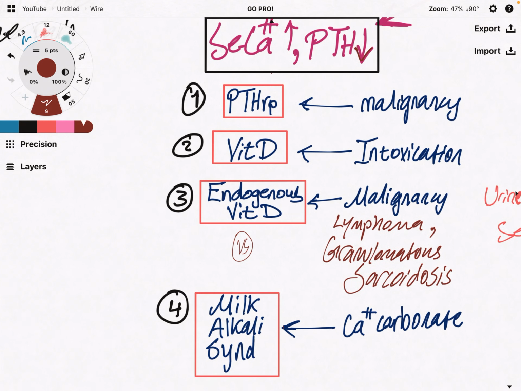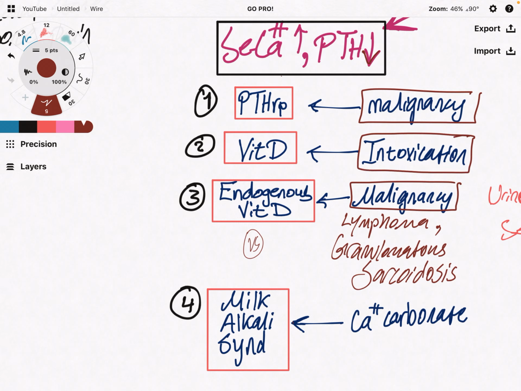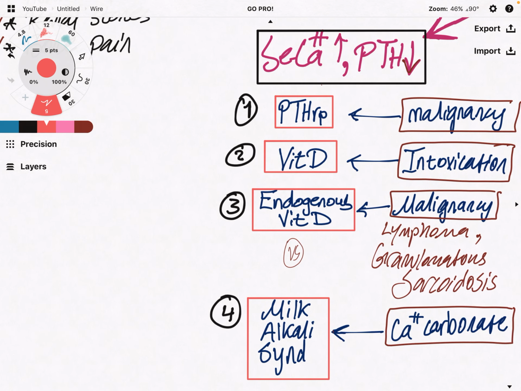As we explained in the previous video, there are 4 differential diagnoses in this case. It can be a malignancy producing the parathyroid hormone related peptide, or a malignancy producing an endogenous vitamin D, or vitamin D intoxication, right? And it can also be the use of calcium carbonate. How can we differentiate between these? To differentiate, what makes sense is that we can measure the parathyroid hormone related peptide.